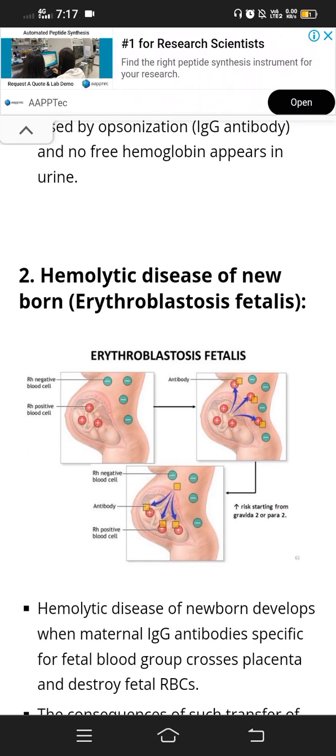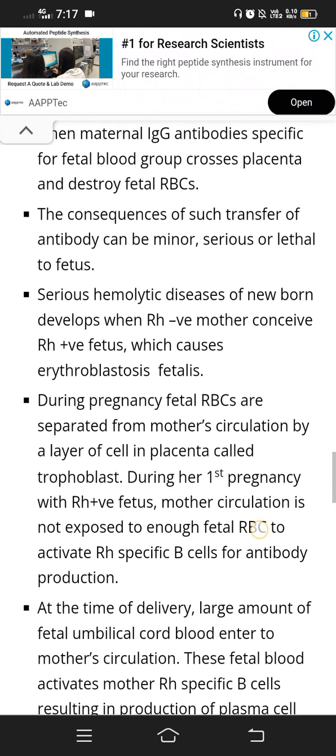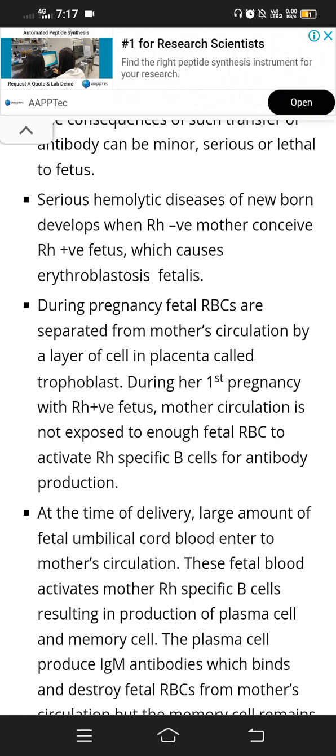Hemolytic disease of newborn, erythroblastosis fetalis. Hemolytic disease of newborn develops when maternal IgG antibody specific to fetal blood group crosses the placenta and destroys fetal RBC. The consequences of transfer of antibody can be minor, serious, or lethal to the fetus. Serious hemolytic disease of newborn develops when an Rh negative mother conceives an Rh positive fetus, which causes erythroblastosis fetalis. During pregnancy, fetal RBCs are separated from maternal circulation by a layer of cells called trophoblast. During her first pregnancy with an Rh positive fetus, the mother's circulation is not exposed to enough fetal RBC to activate Rh specific B cells for antibody production.